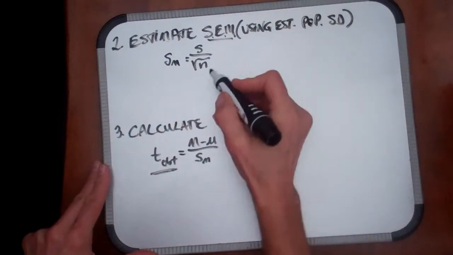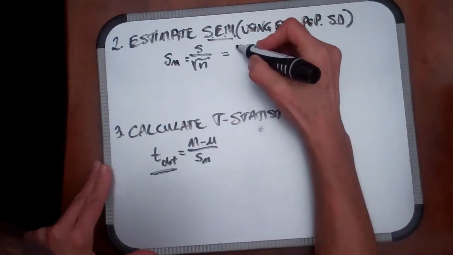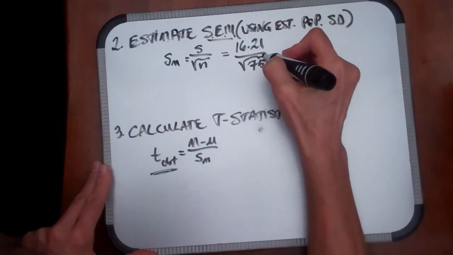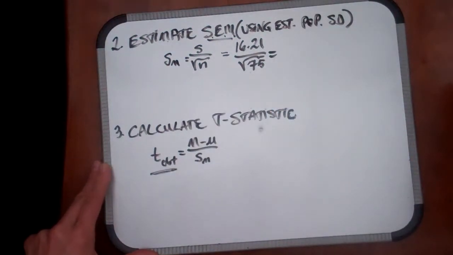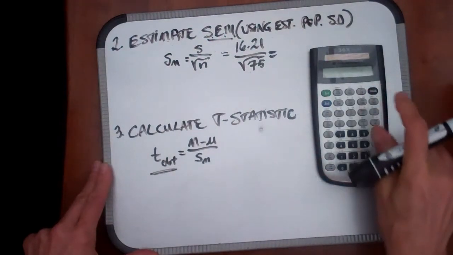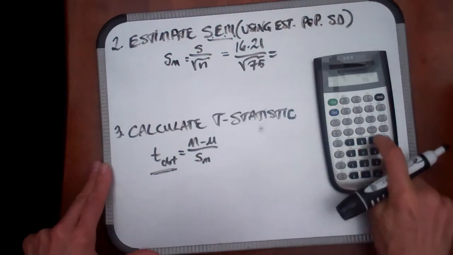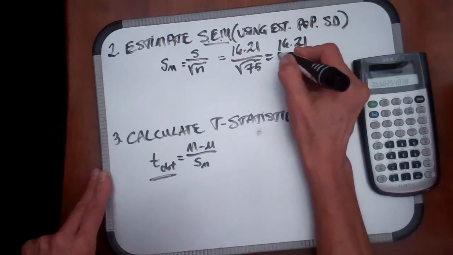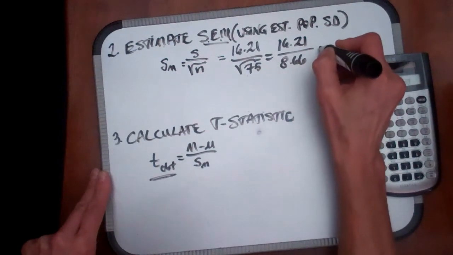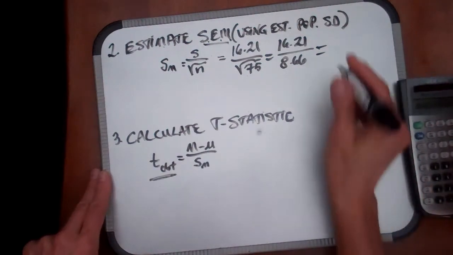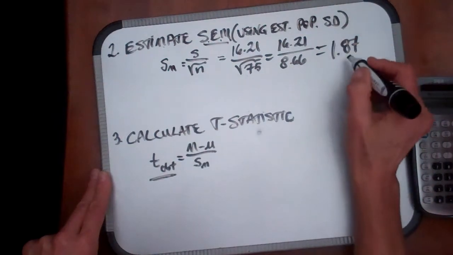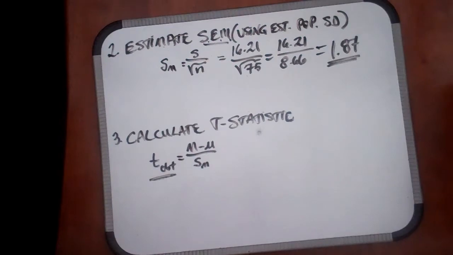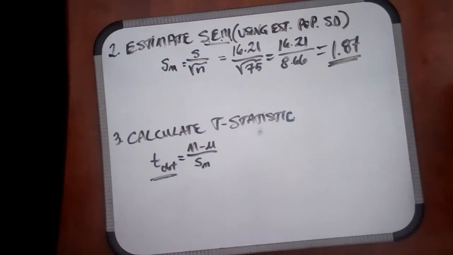So here's s, and we're going to do this: 16.21 divided by the square root of 75, right? And of course, we'll do this together. Square root of 75, if you want to see it on the calculator, should be 8.66, so it's 16.21 divided by 8.66. And when you do that calculation, you find that the value is 1.87. Okay, so 1.87 is our standard error of the mean. Now remember, that's the amount of variability you could say that we would expect by chance alone.